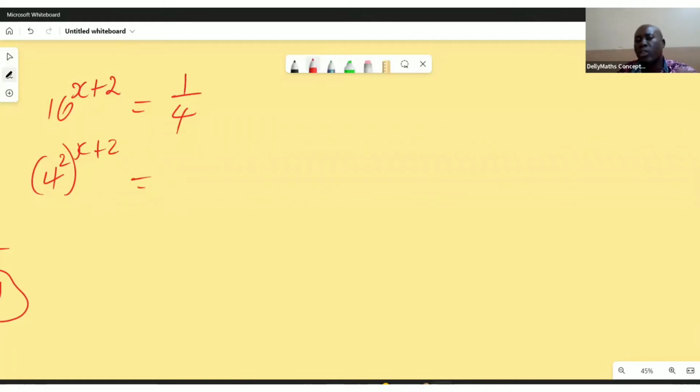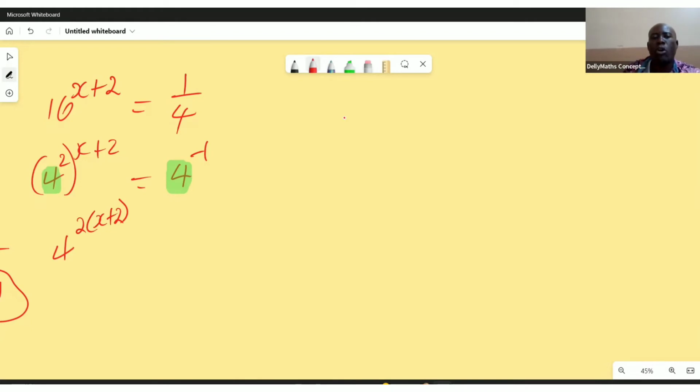And then 1 over 4 would mean the inverse, right? So this is 4 to the negative 1. Now, as you could see, we have represented the left side with a base of 4, the right side with a base of 4. Let's rewrite the left side in a manner more acceptable. So we have a 4, and then you will have 2 open bracket x plus 2.